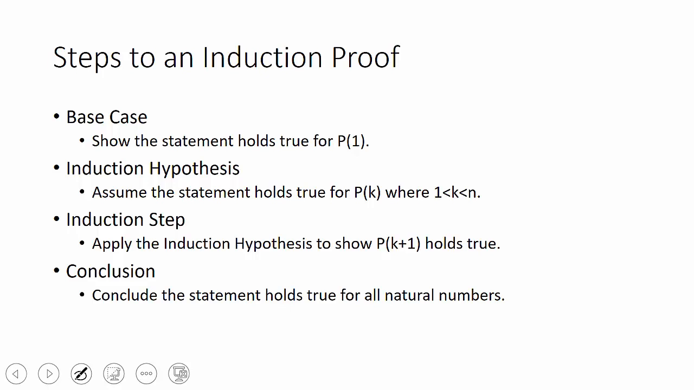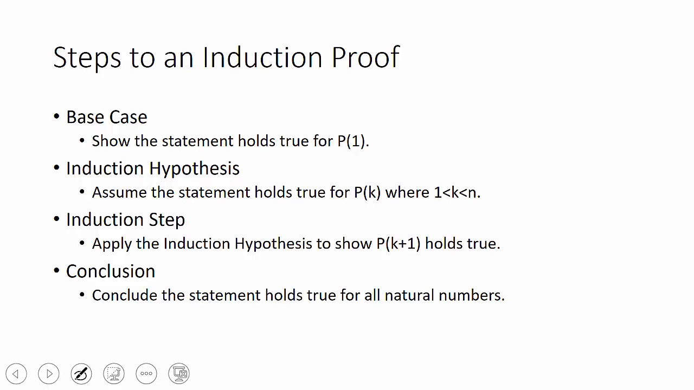When you put all of those together, that's mathematical induction. And you're going to think back to the domino example. If the K plus 1 domino fell, then the K domino had to fall before that. So if we can put all those steps together, we wind up with our conclusion, where we conclude that the statement holds true for all natural numbers.